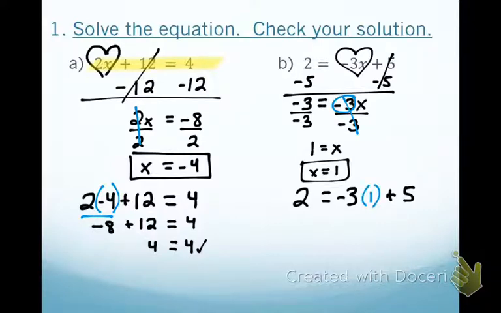So now let's just drop down our equal sign, bring down the 2. Taylor, working from left to right on the right-hand side, what is -3 times 1? Good job. And then we're going to drop down our plus 5. There is no work to do over here on the left of the equal sign, so I'm just going to drop it down. And Taylor, what is -3 plus 5? 2 is correct. Give yourself a check mark because it did check out.